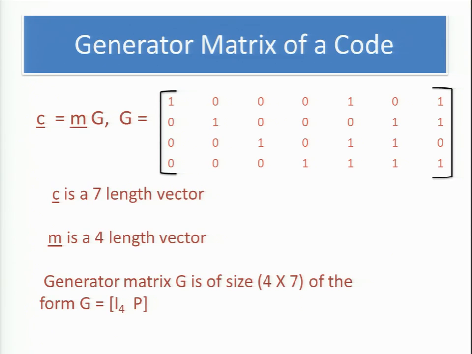The first 4 columns are identity, which means by multiplying it with M, you get just the 4 message bits. So the first 4 columns give you the 4 message bits, and the last 3 columns give you the 3 parity bits that you saw. And you can verify. The first parity bit was 1, 3, 4, second was 2, 3, 4, and third was 1, 2, 4. That was what was given in the diagram. So this is what is called the generator matrix of a code.